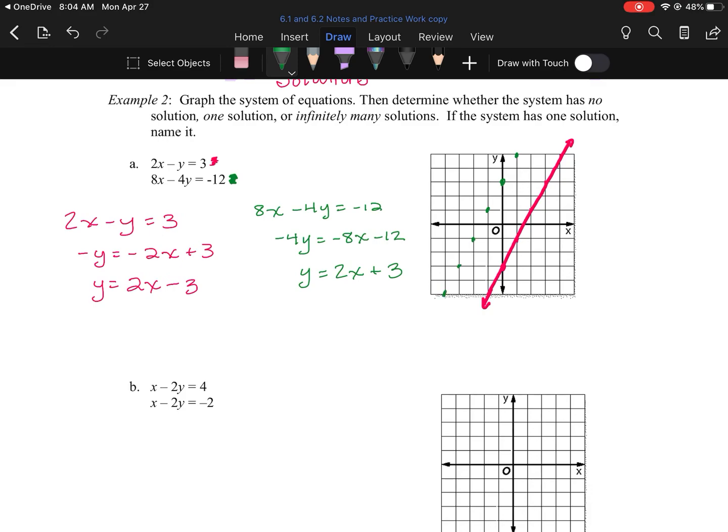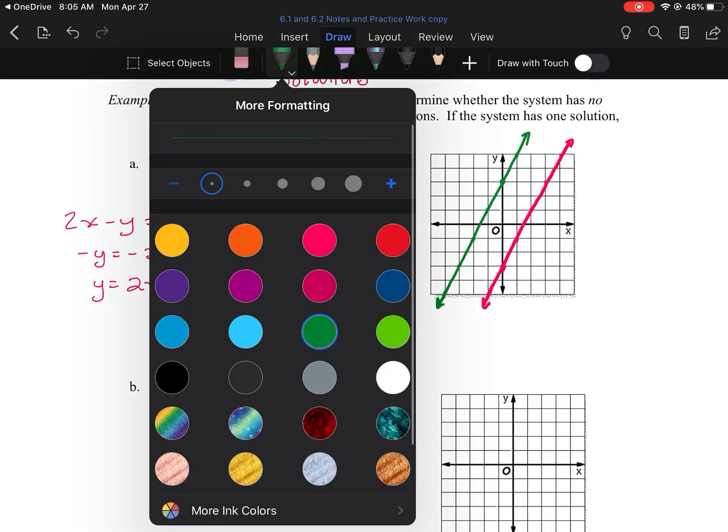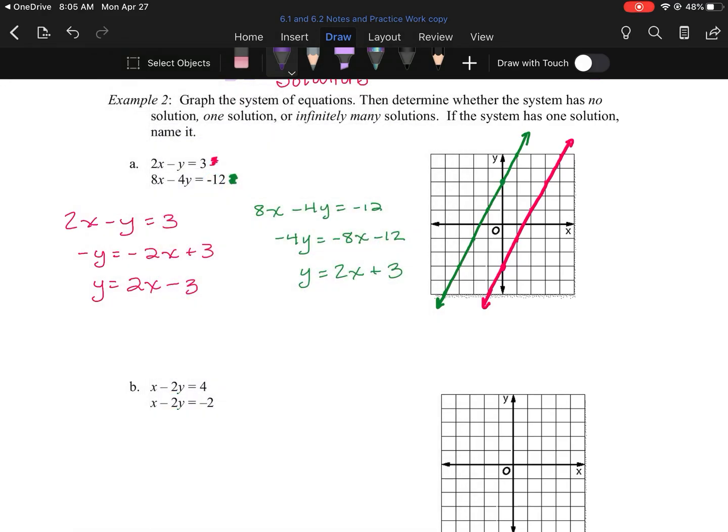I don't know if any of you noticed, but we can actually tell by those two equations what's going to happen with our graph. So there's my two lines. I've graphed them, and now it's showing that my two lines are parallel. So parallel means we have no solution. No solution.